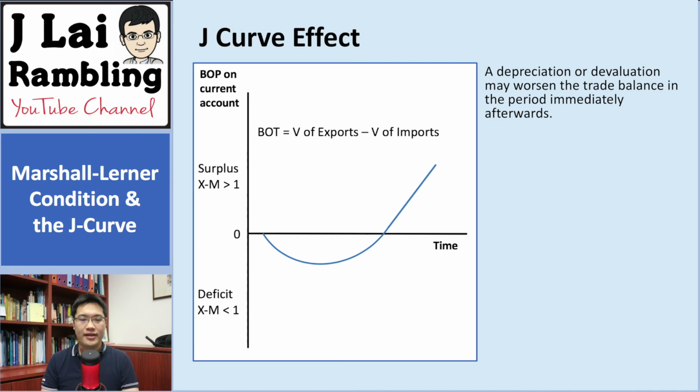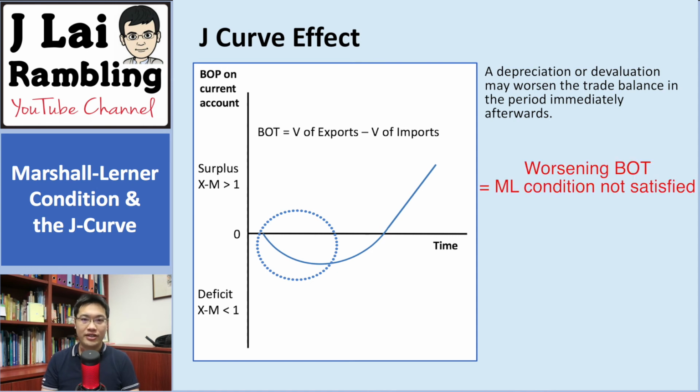What you see here is that at the beginning of time, and here I can tell you that depreciation has taken place, you can see that the balance of trade enters a deficit region before it slowly climbs back up to the positive region. And why is that the case? First of all, we definitely know that if there is a worsening trade balance, that means that the Marshall-Lerner condition has not been satisfied.